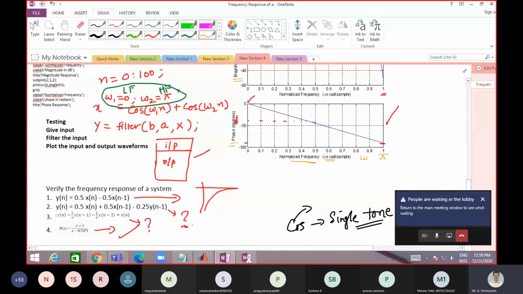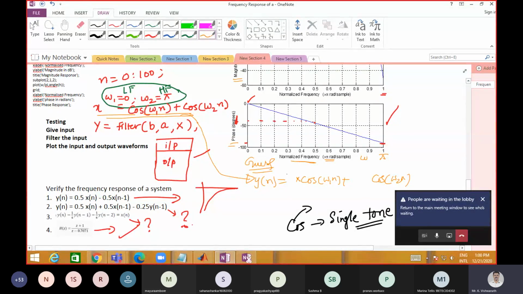If you are given this equation, we can guess the output directly. Output is nothing but input, whatever input is given. That is cos omega 1 n plus cos omega 2 n. But there is a multiplication factor for each particular frequency. That multiplication factor is coming from the frequency magnitude response.